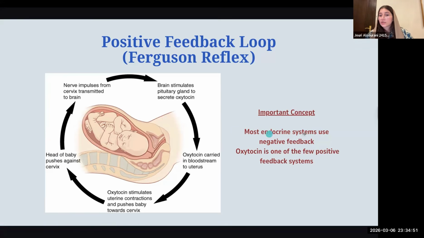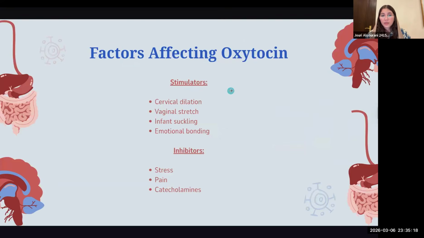Again, like I said, most endocrine systems use negative feedback, and oxytocin is one of the few positive feedback systems. Actually, do you remember what I said was the other positive feedback system other than oxytocin? Because I mentioned one more. Yes, correct. The LH surge and ovulation. So these are the two positive feedback loops that were mentioned among all of the pituitary hormones.